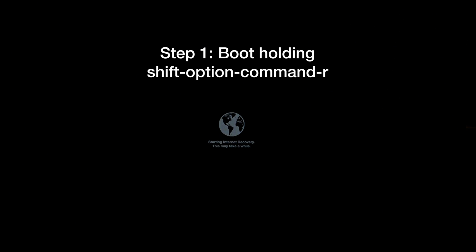So step one, we boot up with Shift Option Command R, and the Shift part of the command is what gives you the oldest operating system that your hardware supports. If you just boot with Option Command R, you're going to get Catalina, if your computer supports Catalina, or the newest OS that your hardware will support, which I imagine is not what you're trying to do.